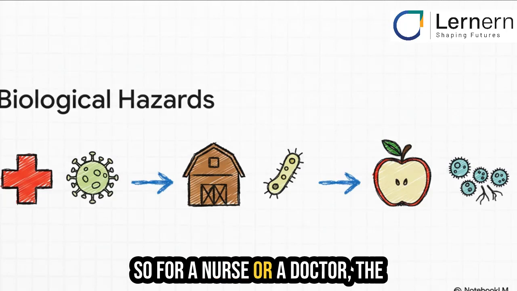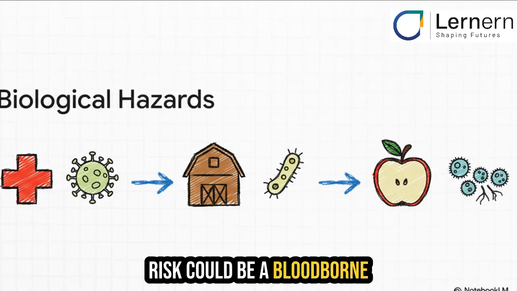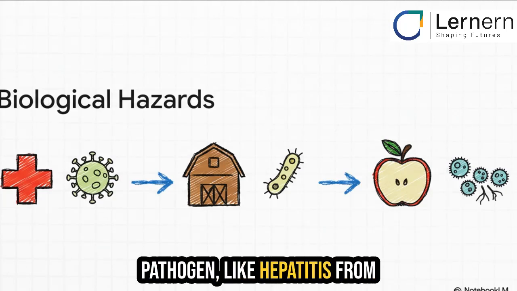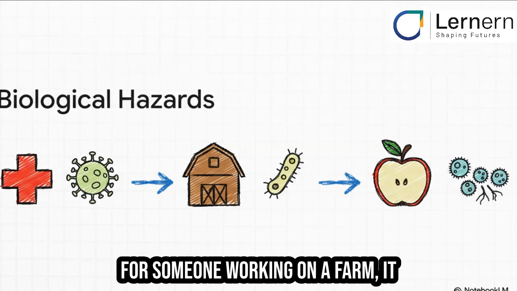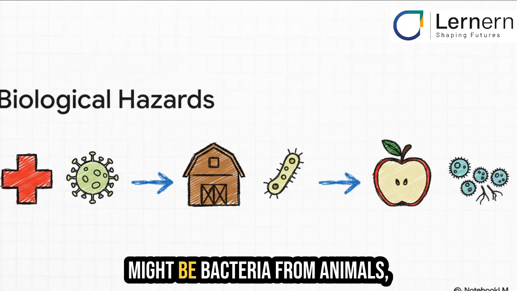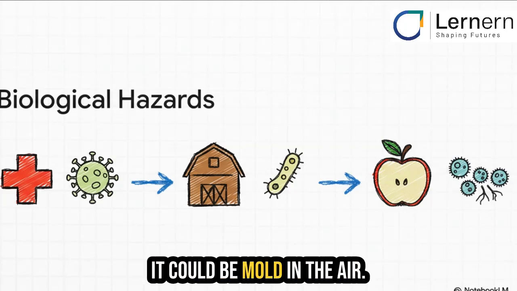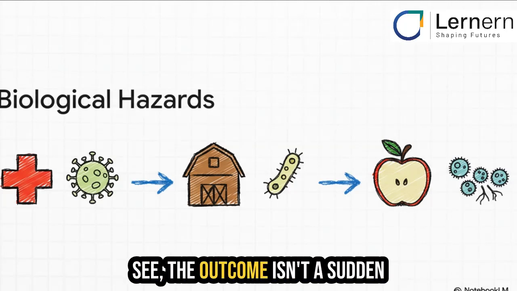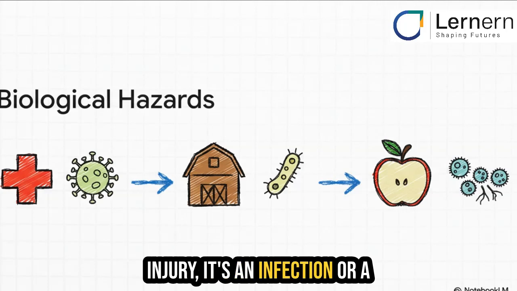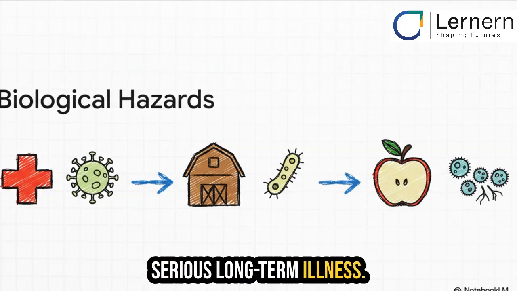So for a nurse or a doctor, the risk could be a blood-borne pathogen like hepatitis from an accidental needle stick. For someone working on a farm, it might be bacteria from animals. And if you work in food processing, it could be mold in the air. See? The outcome isn't a sudden injury, it's an infection or a serious long-term illness.